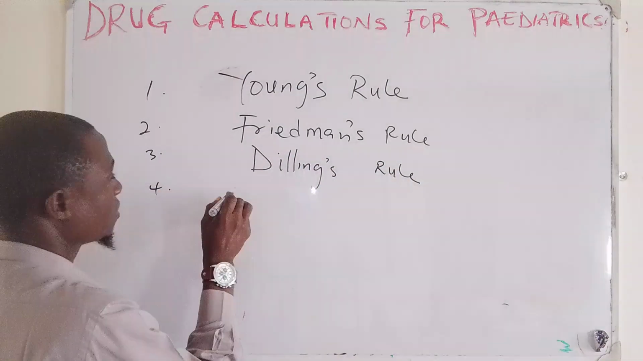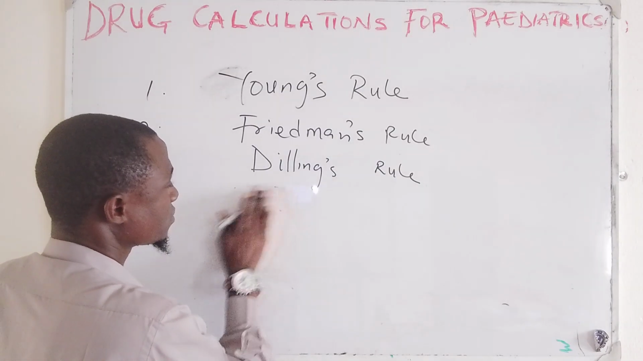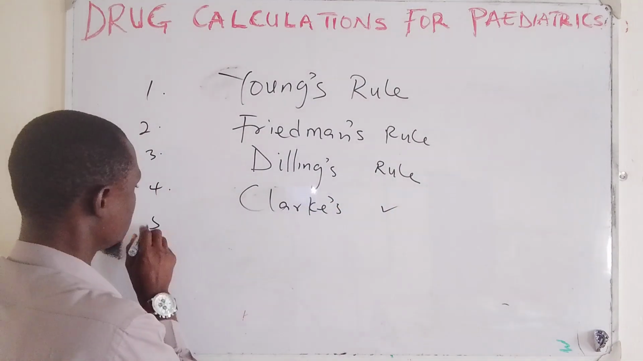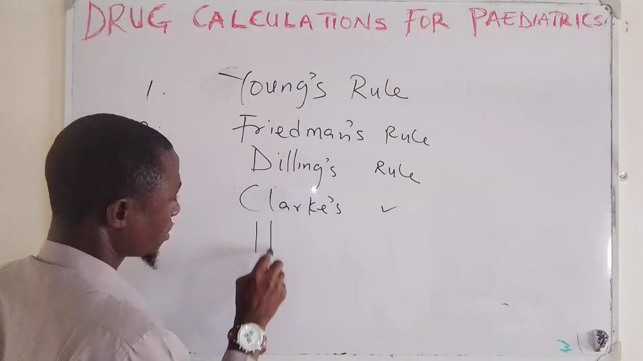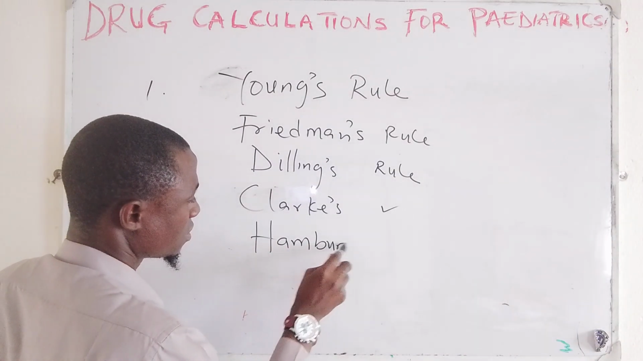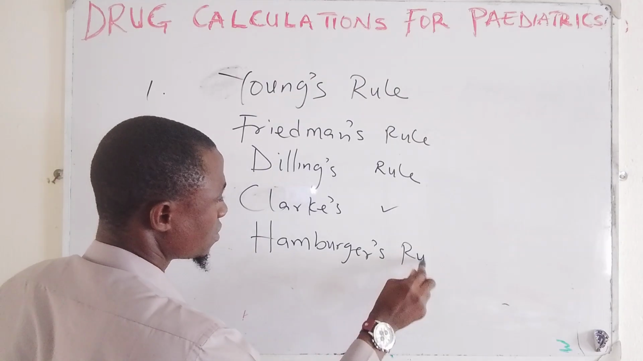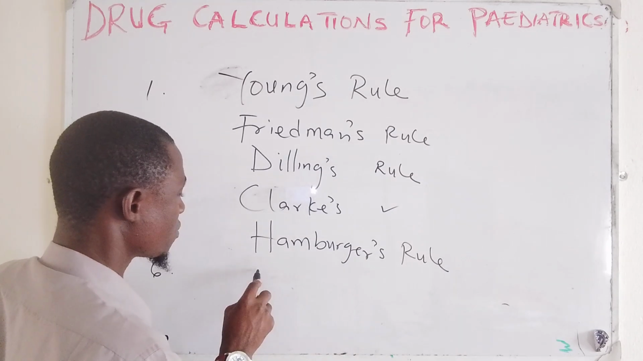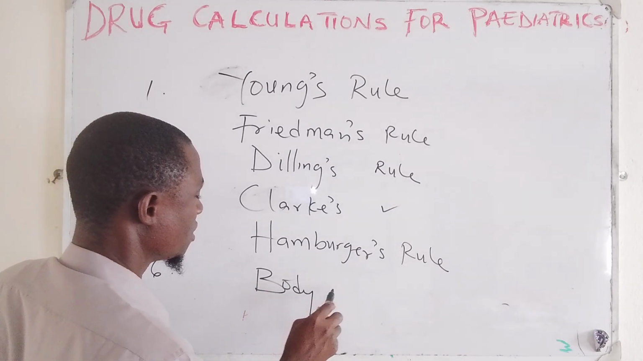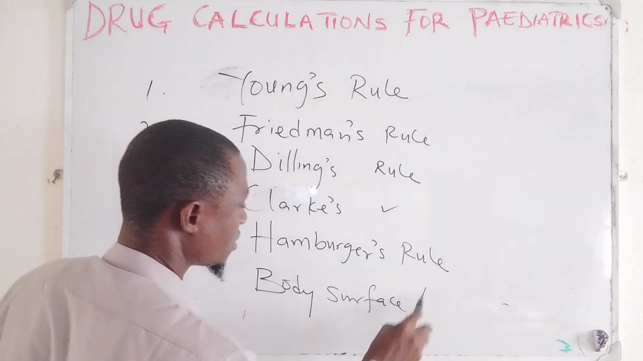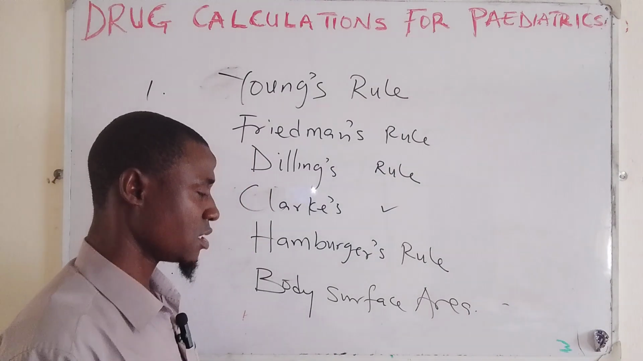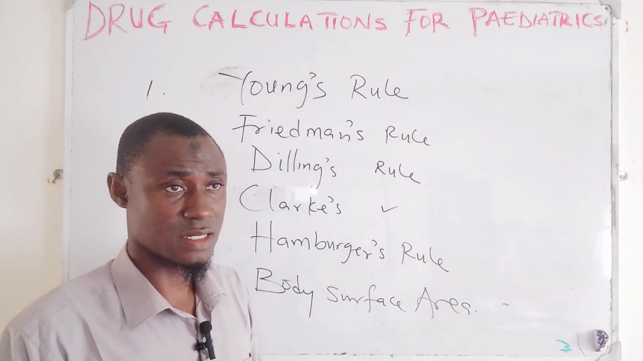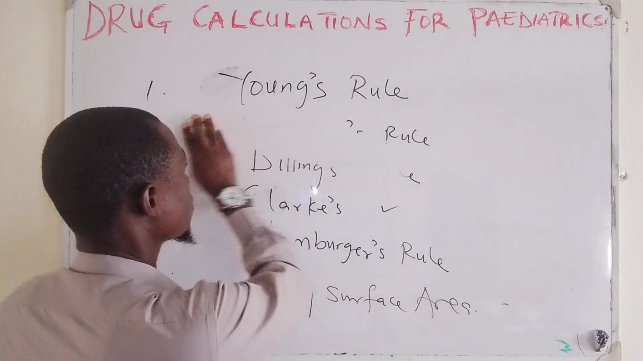Then fourth, we have Clark's rule. Then the fifth rule is Hamburger's rule. Then number 6 is calculation based on the body surface area of the child. So these are the formulas or the rules that we're going to be using in calculating the drug dose for pediatrics. Now let's start with the first one, which is Young's rule.